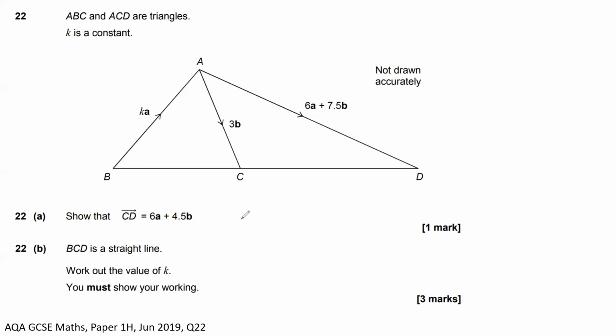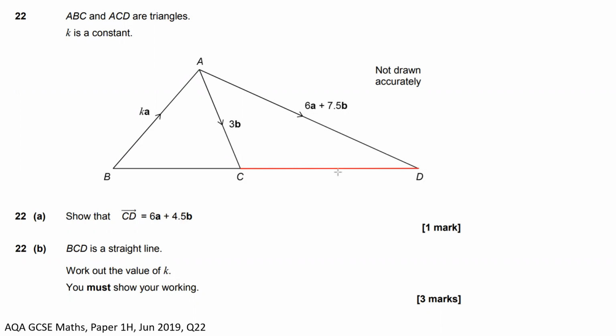Okay, so hopefully you've had a chance to have a look at this. You've paused the video, you can have a go at this question. You may not have been able to do the full thing, but hopefully you're able to have a go at it, or at least have a think about how you would tackle a question like this. So the first part of the question wants you to show that C to D, so from here to here, is equal to 6a plus 4.5b.